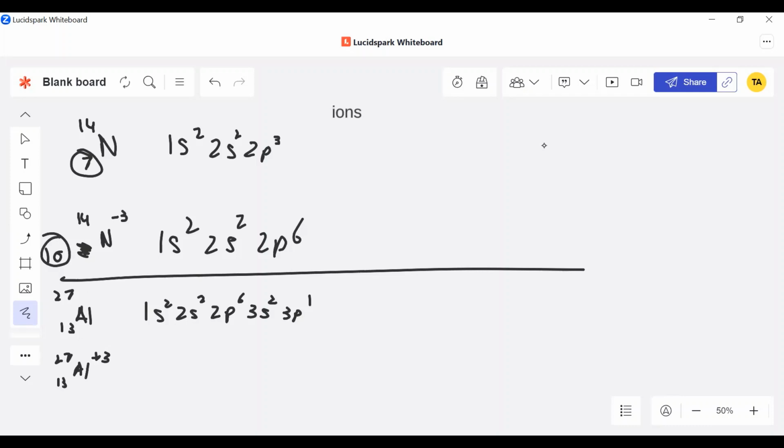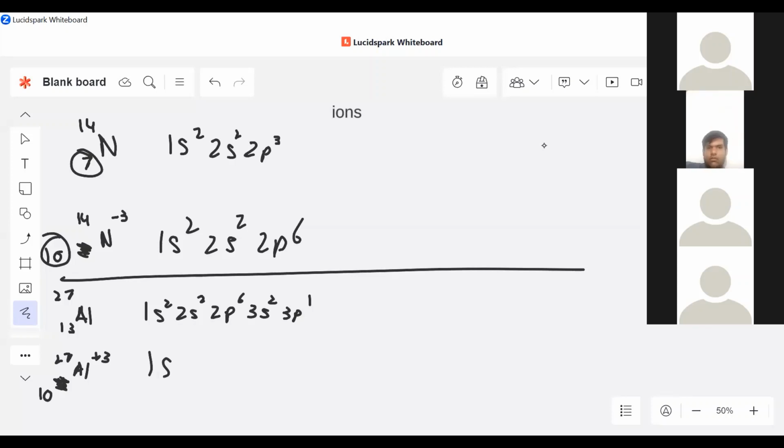Now, moving on to aluminum. Let's say aluminum has 13 electrons. So 1s2, 2s2, and so on. This is basically the configuration of aluminum with 13 electrons. But now it's aluminum with +3 charge. That basically means aluminum lost 3 electrons. So when it loses 3 electrons, instead of being 13, now it's actually 10. The proton number stays the same, but I'm talking about the electron number. So the electron number would decrease to 10.